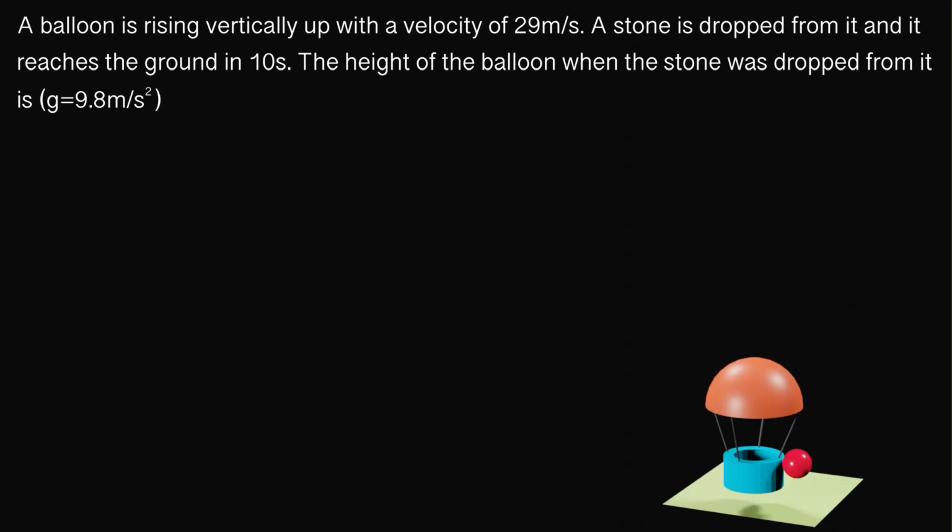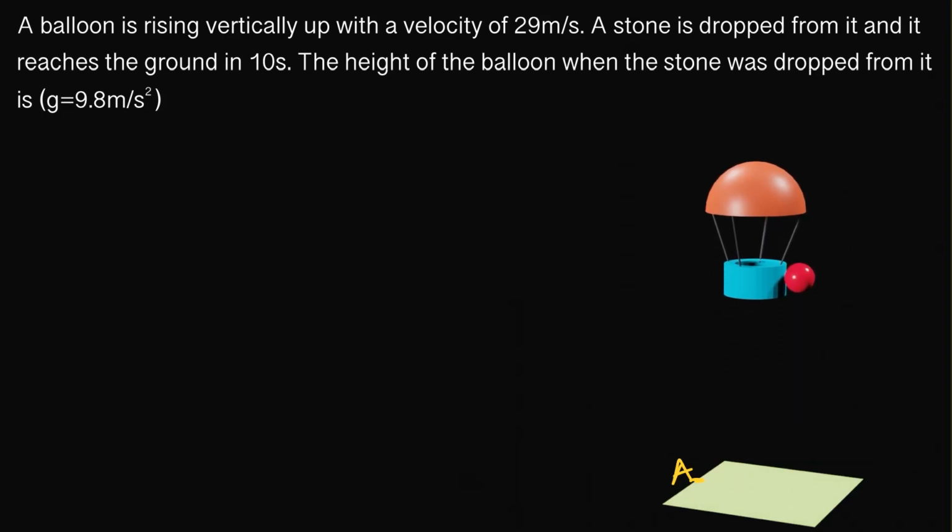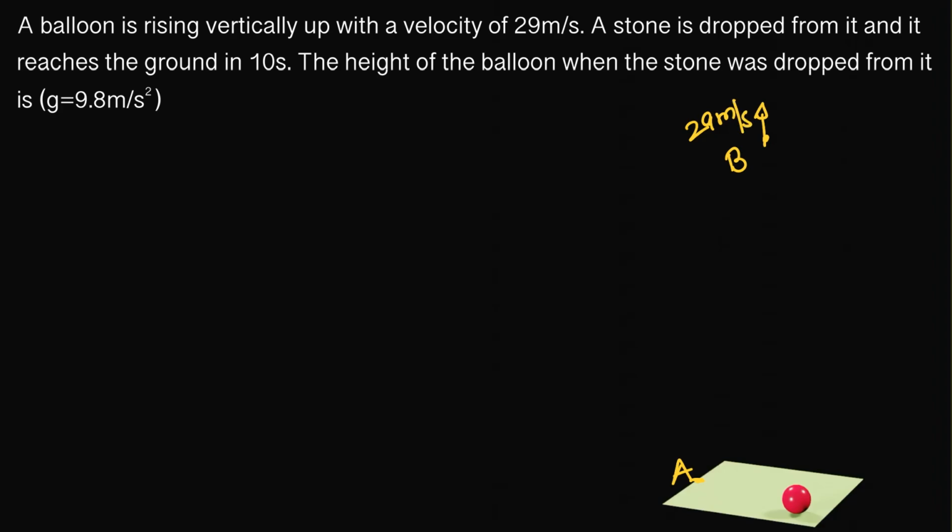So let us take this as point A here, right? And now the balloon is going up. At a particular point the stone drops. Let us say this is point B. When the body is just dropped, it has the same velocity as that of the balloon, because while it was with the balloon it had a velocity of 29 meters per second. So when it just releases here, it will have a velocity of 29 meters per second.